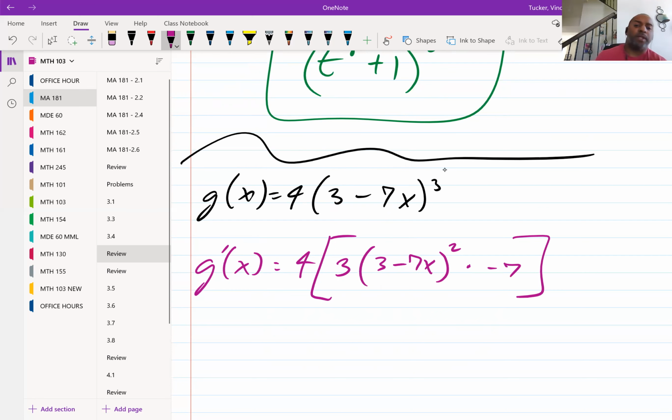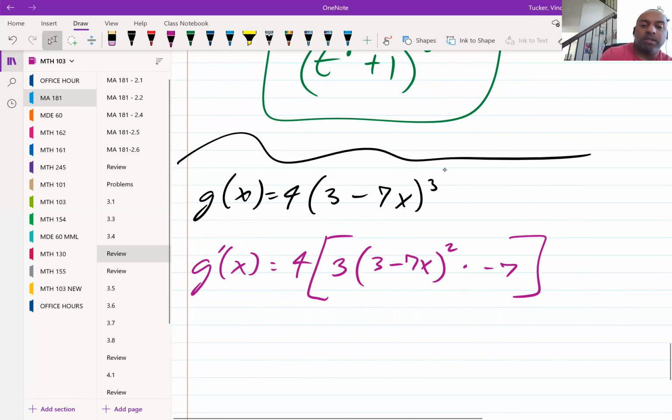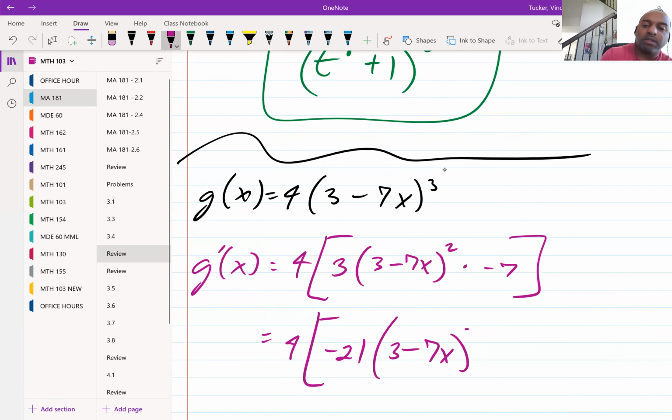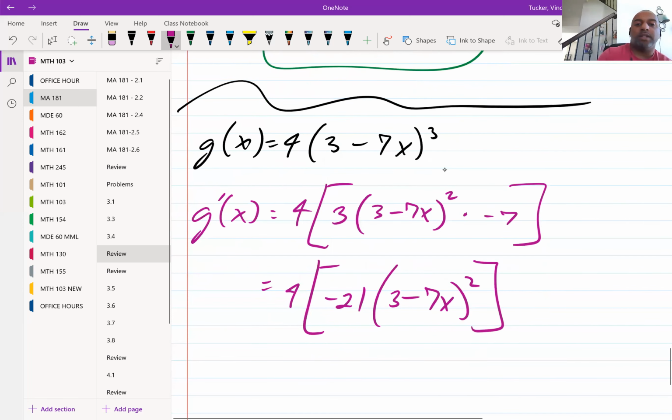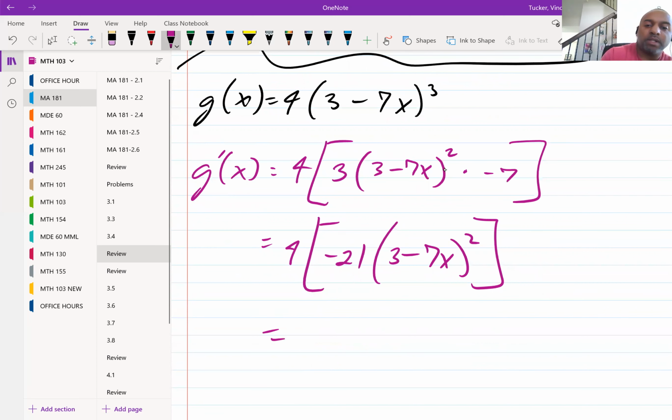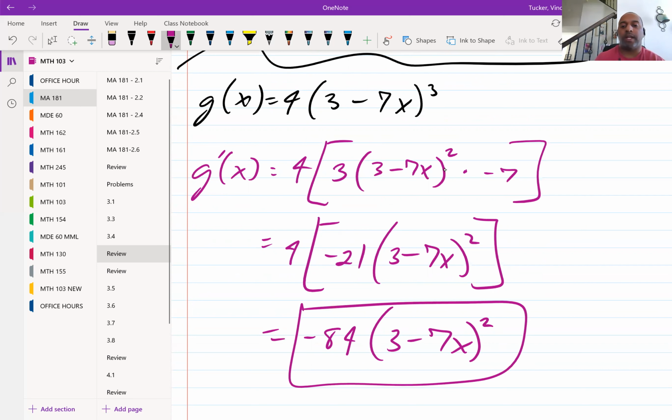All right. So now we can simplify this. Negative 7 times 3, negative 21. And then 4 times negative 21, negative 84, times 3 minus 7x squared. And that should be it. They shouldn't ask you to expand the multiplication. So that should be fine.